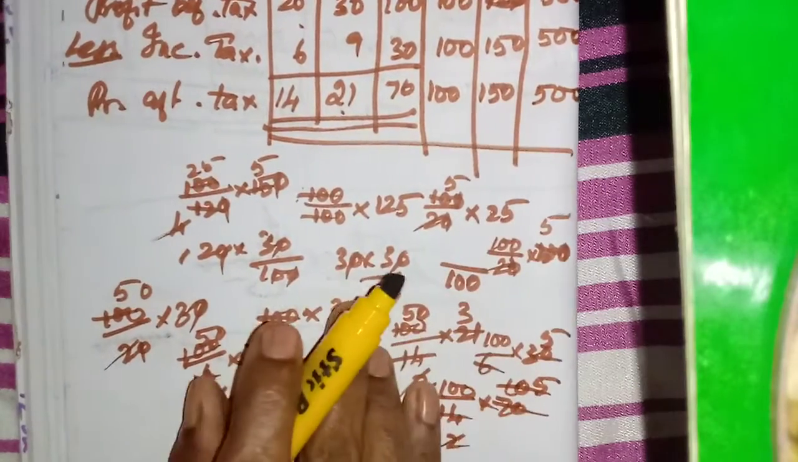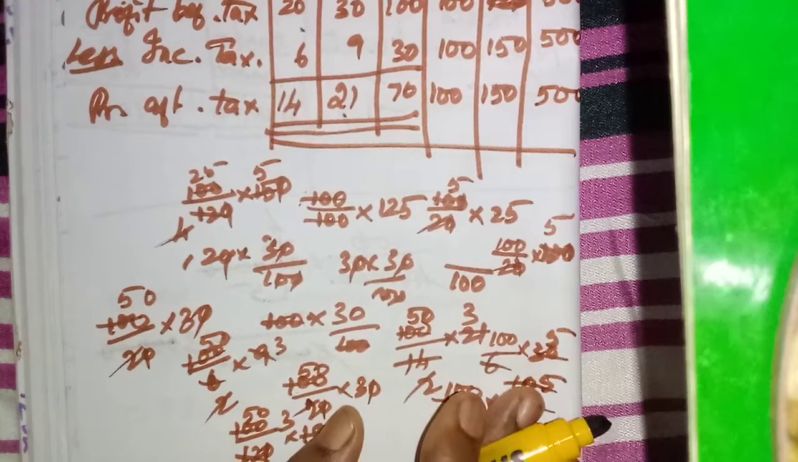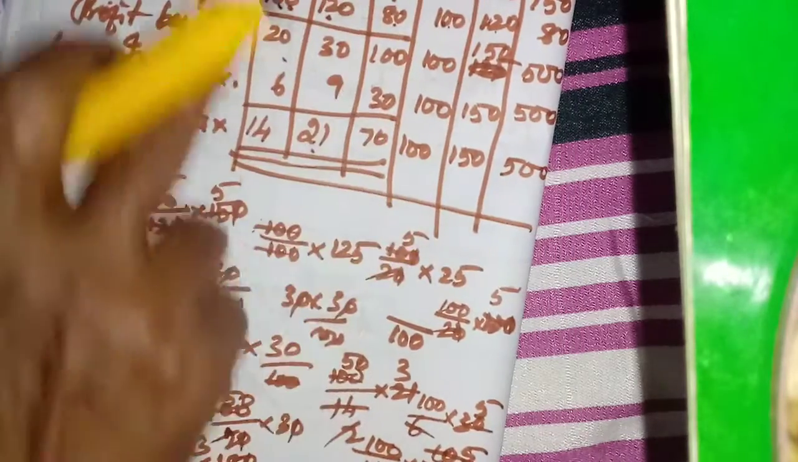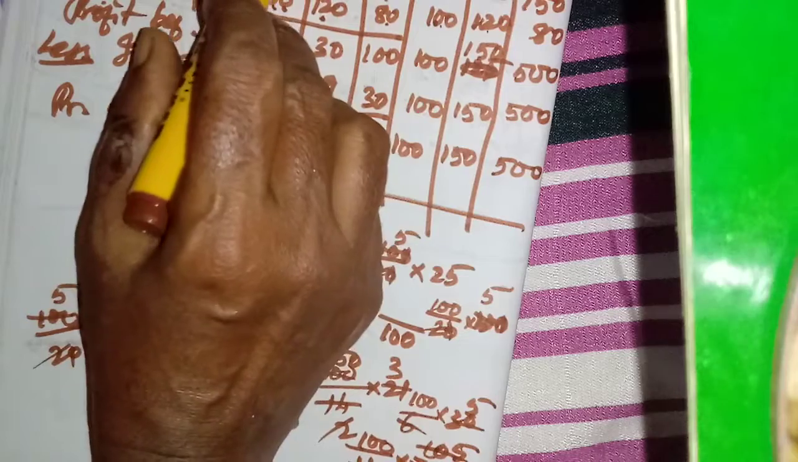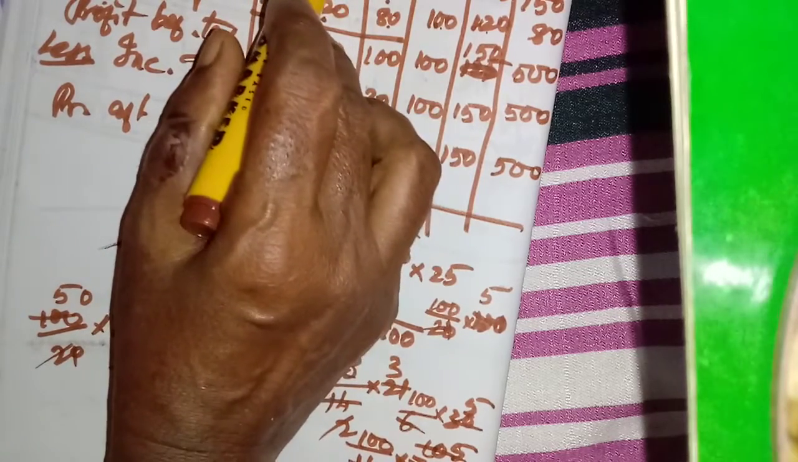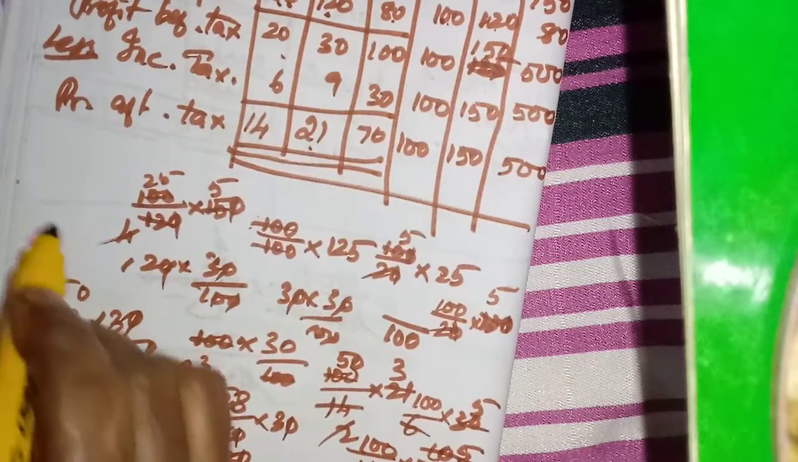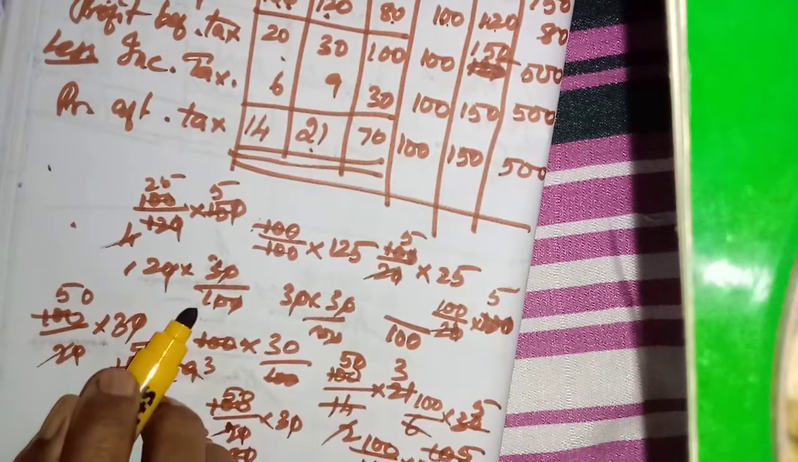This is the trend analysis. It's easy only, but the calculation you have to do very carefully. This is 100. We should compare. So this one, it is for 100, 100. Then for 25, for 100, 100 like that. For 20, 100.